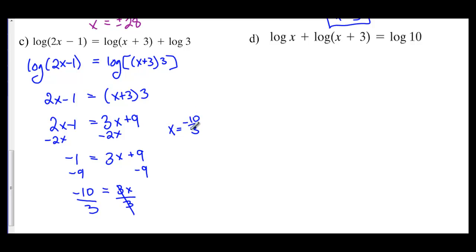But let's double check. If we were to plug that in, so negative 10 thirds times 2 is going to be negative 20 thirds, or negative 6 and change. And then negative 6 minus 1, that's going to give us a negative number. So we can't do log of a negative number. So we know it's not going to be negative 10 thirds. Since that was our only possible solution and it doesn't work, then we have no solution for this one.